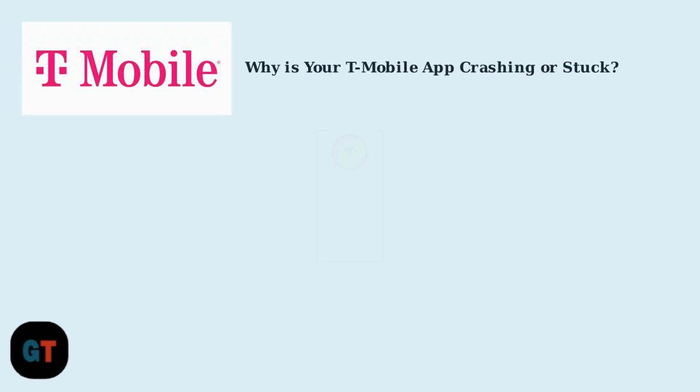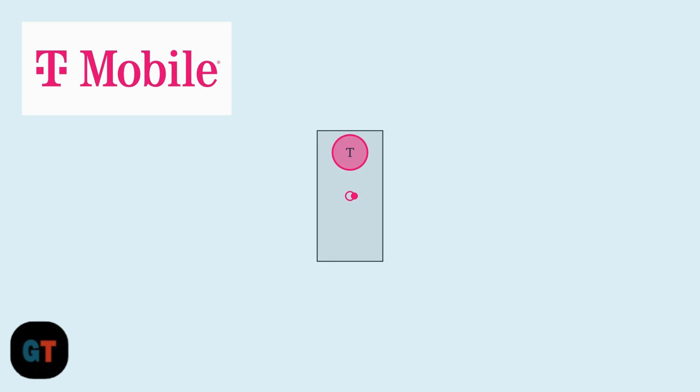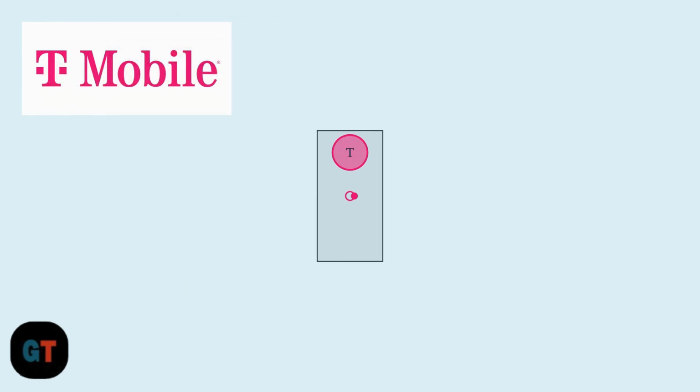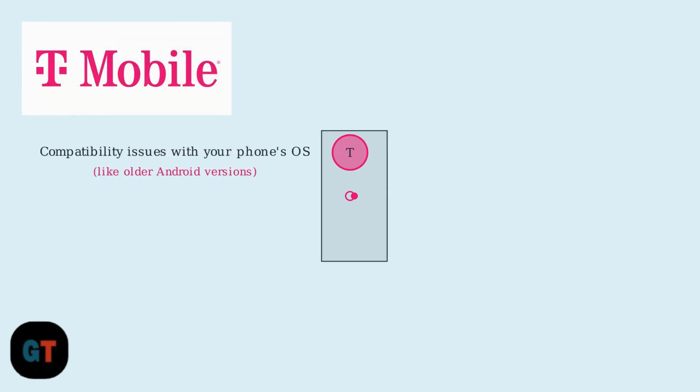Hey everyone, having trouble with your T-Mobile app? You're not alone. Many users have reported the app crashing, freezing, or getting stuck, especially after updates. The most common reasons are memory leaks, the app using too much RAM, compatibility issues with your phone's operating system, like older versions of Android, or even problems on T-Mobile's servers when they're super busy.